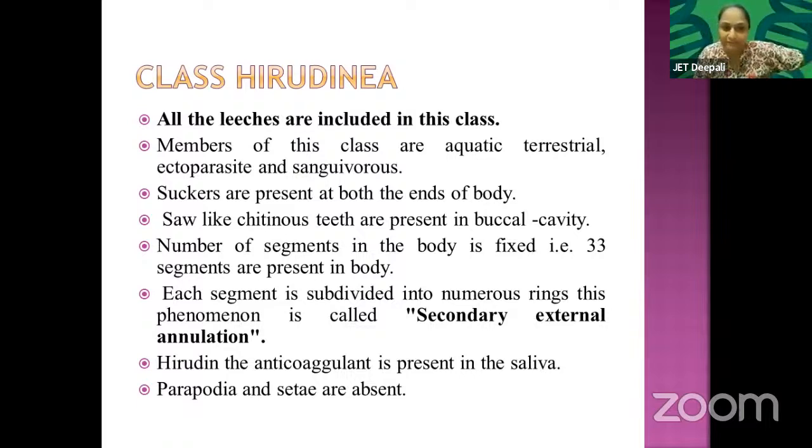Okay, hirudin. What is hirudin? An anticoagulant that is present in their saliva. Why do they need hirudin? Reply fast. This is a common sense question. To prevent blood clotting, ma'am. Because they are feeding on blood. They are drinking blood, so they need this hirudin. Otherwise, whenever blood comes out, it coagulates. To stop that coagulation, they have hirudin as their anticoagulant.